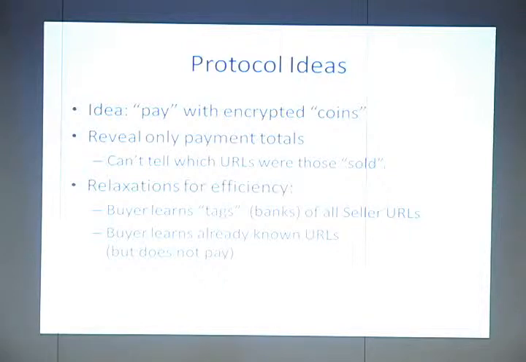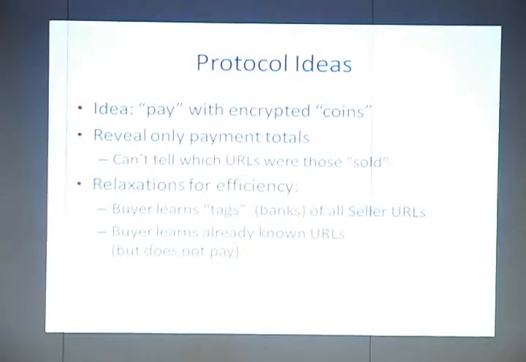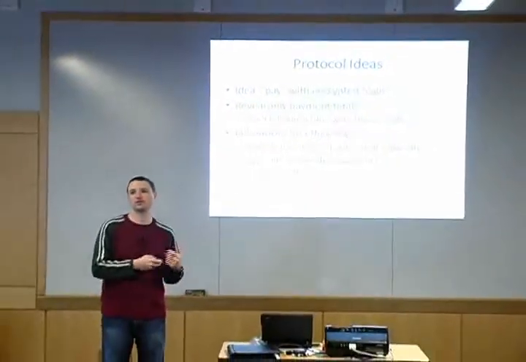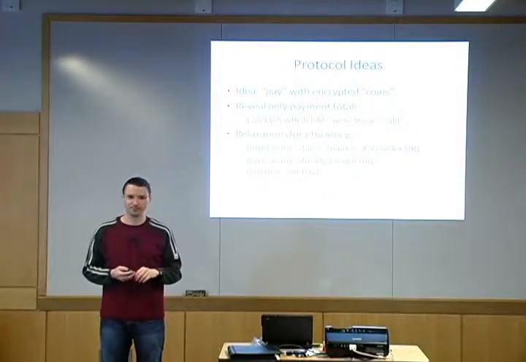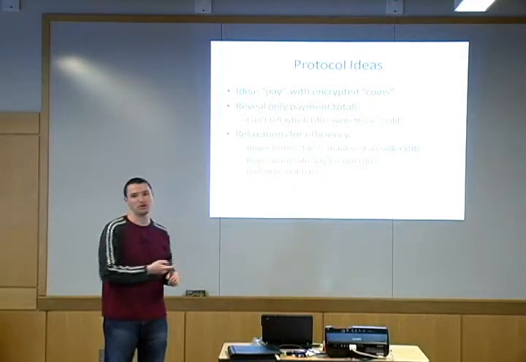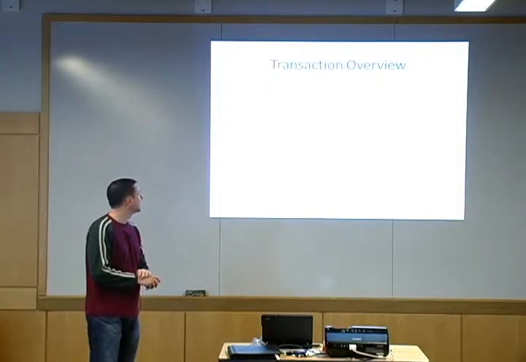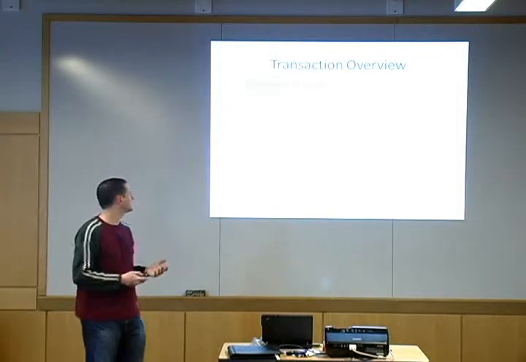And the other is that in this ideal world, Bob didn't learn anything about how many of the URLs that he already knew Sally also already knew. And in our protocol, he's going to get this information as well. But this is going to make the protocol a lot more efficient. This is why we're willing to make this sacrifice. So how does a transaction look like?